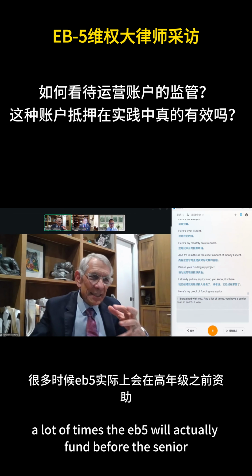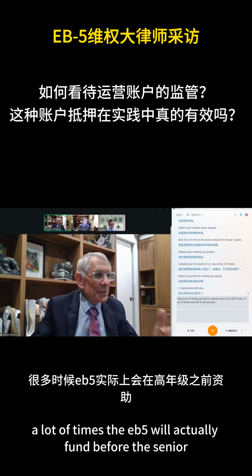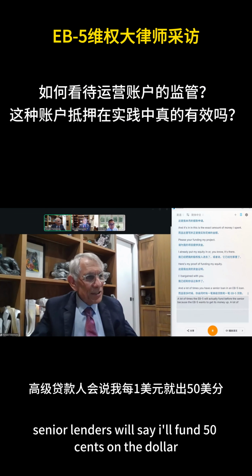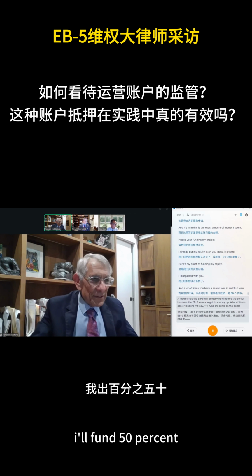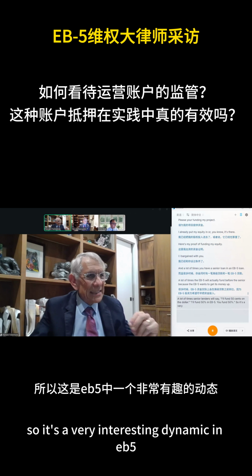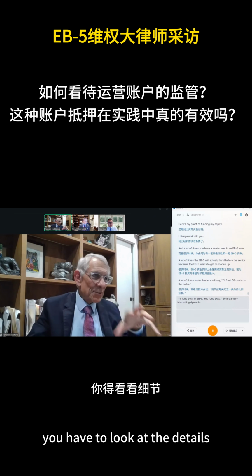A lot of times the EB-5 will actually fund before the senior because EB-5 wants to get its money up. A lot of times senior lenders will say, I'll fund 50 cents on the dollar. I'll fund 50%, and EB-5, you fund 50%. So it's a very interesting dynamic in EB-5. You have to look at the details.